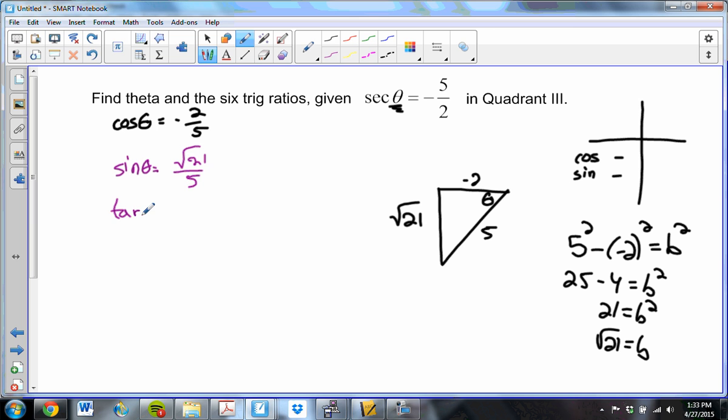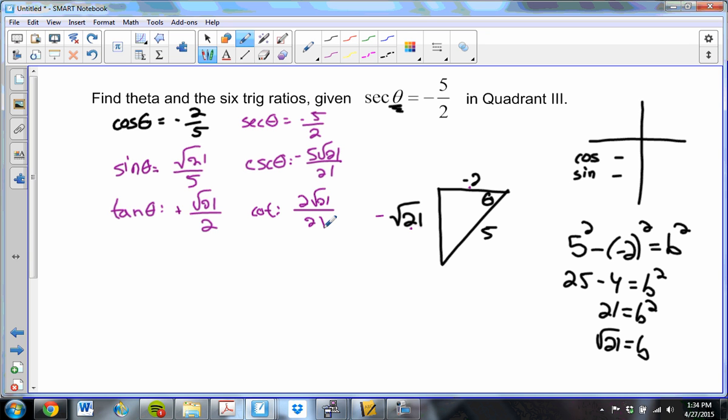Tangent is opposite over adjacent. So here's my opposite over my adjacent, so it's negative root 21 over 2. Then I flip all these around. We already knew that secant was negative 5 over 2. Oh, this is going to be negative actually because I'm in quadrant 3, so this is positive. Cosecant, 5 root 21 over 21, and that's negative. And so cotangent is positive 2 root 21 over 21.